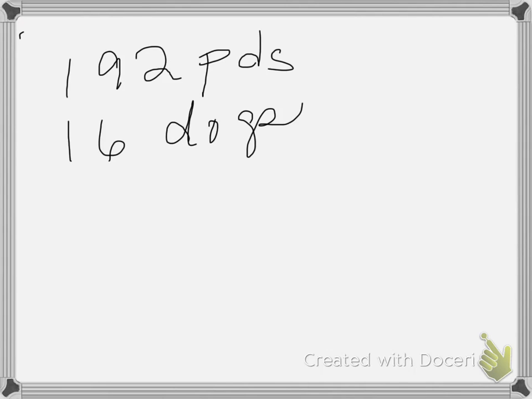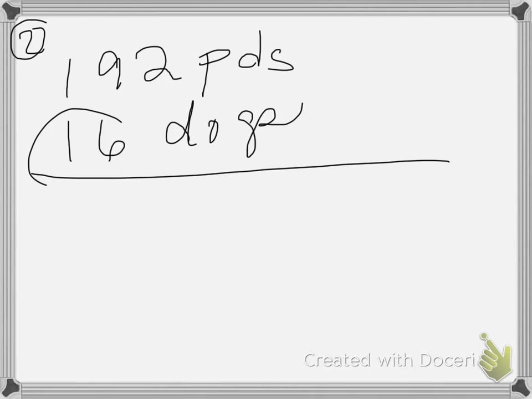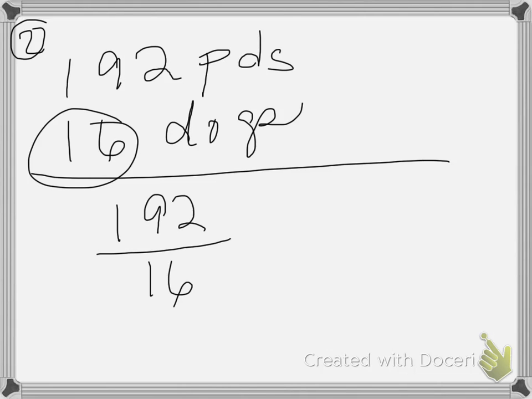Okay, this is problem number 2. It's still calculating unit rate. So if you have 192 pounds, and there's a typo there, it should be dog food, for 16 dogs, you simply divide. That's 192 pounds of dog food over 16 dogs. You divide by 16 because you want the 1 to be in the denominator, because you want to know how many pounds per dog. Once you divide that out, your answer will be 12.